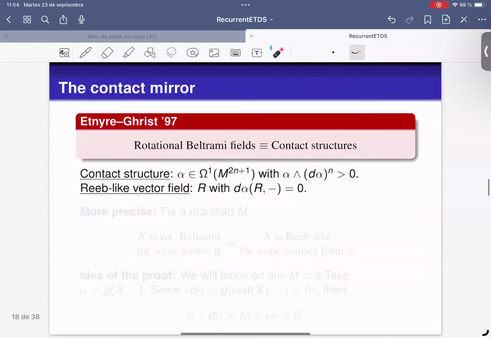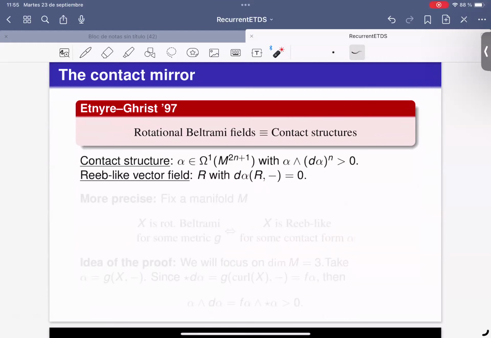And actually, the key reason why Beltrami fields are so important is because there is the so-called contact mirror, which says that one of these Beltrami fields is equivalent to giving a contact structure. So let me rephrase very quickly what a contact structure is. It's a plane distribution that is non-integrable.